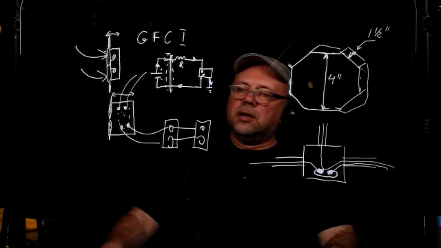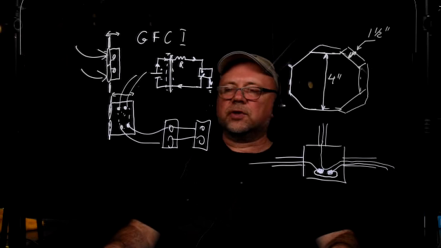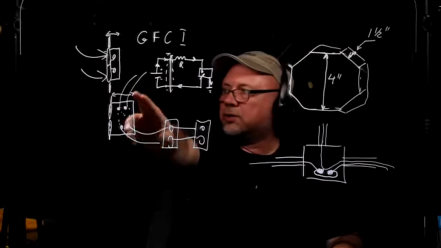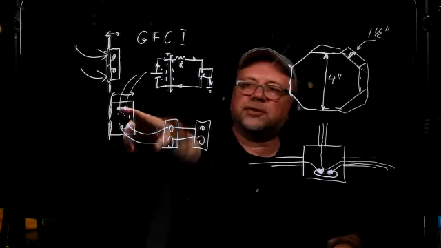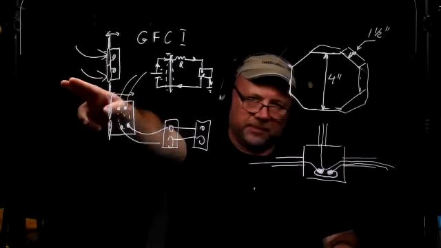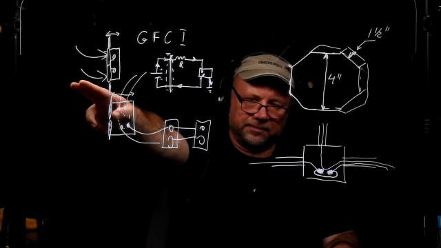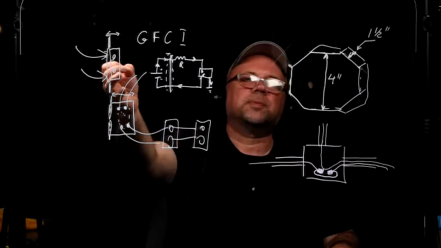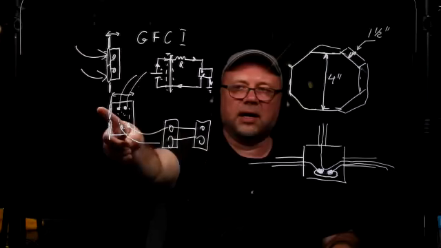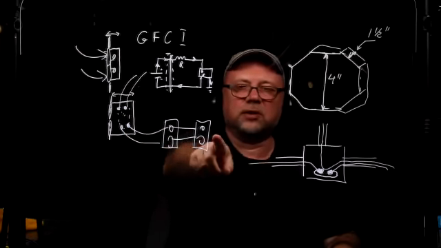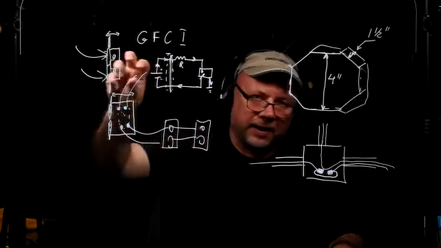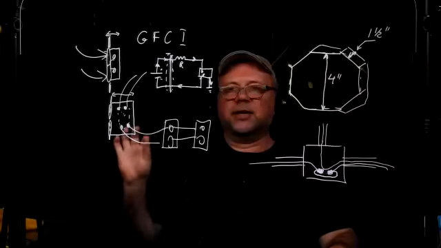Now, because just the first one in the branch has to be GFCI, you can install the first in line as a GFCI receptacle, or you could have a circuit breaker in the electrical panel that is a GFCI circuit breaker. Then on that branch, you can just install regular duplex receptacles, and they will be GFCI protected by the circuit breaker that's inside the panel.